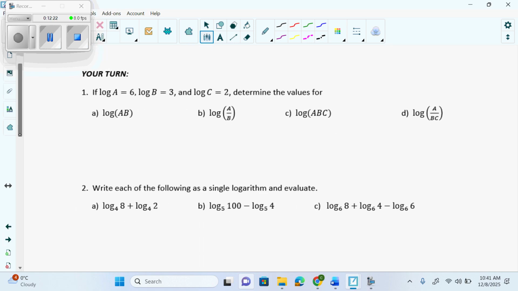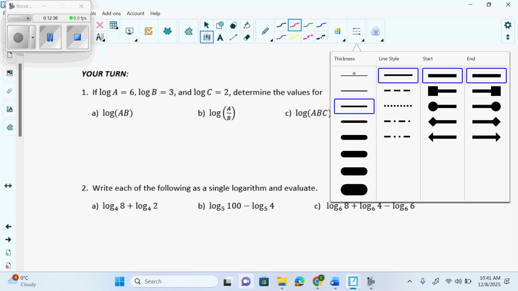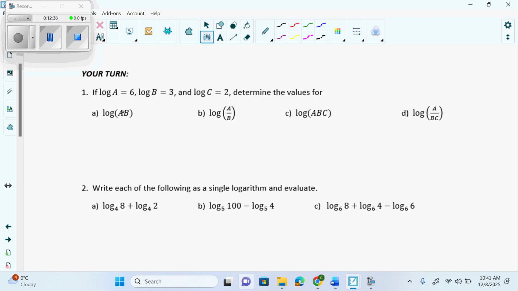Most people are really good at putting logs together, but they forget that when I have things multiplied, I can pull them apart. First off, because they forget that. Second off, they don't realize that these are two things multiplied. So I will always go in and put multiplication dots to help myself out. So I'm going to put a multiplication dot here, here, here, in between these. Do you see that?